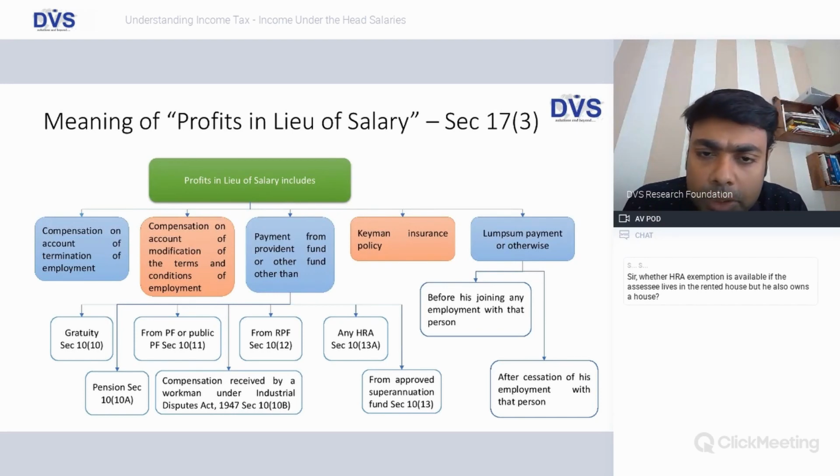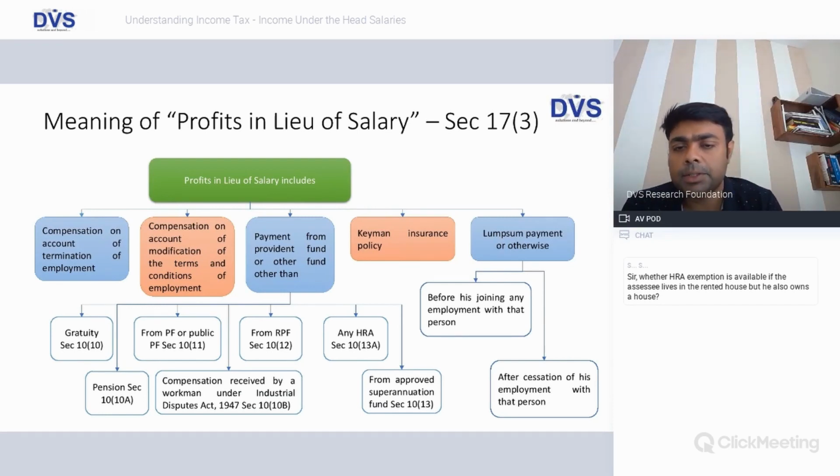Now, keyman insurance, because keyman insurance is an insurance taken by the employer on behalf of the employee for his relevance to the institution. Lump sum payment either before, which is called before joining the employment, which is what we call joining bonus, or after the cessation of his employment, which is, we can say, a golden handshake.